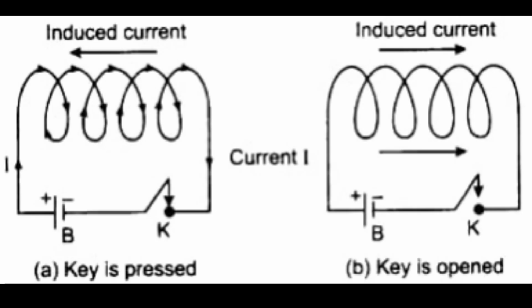As a result of this, induced EMF is set up in the coil, and according to Lenz law, the direction of induced EMF is such that it opposes the growth of current in the coil, and this delays the current in acquiring the maximum value in the coil.